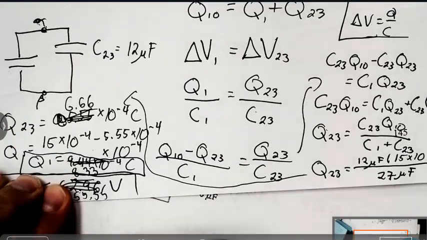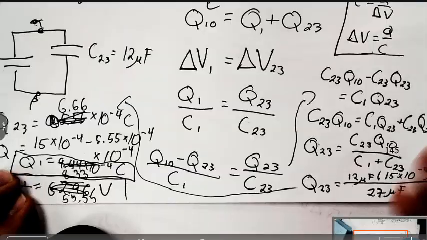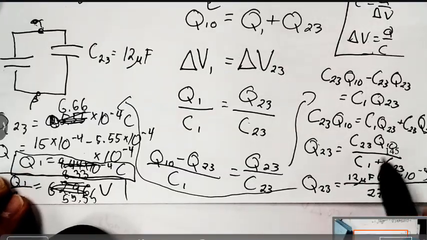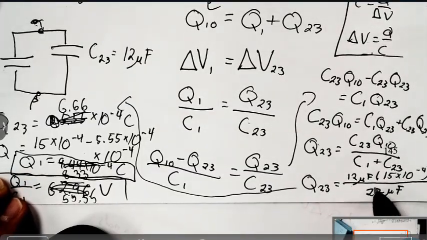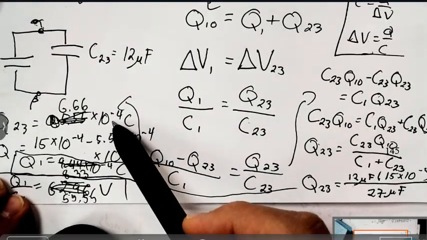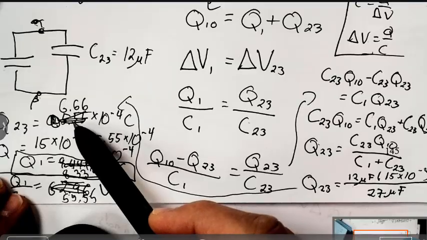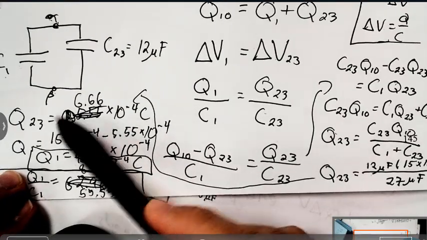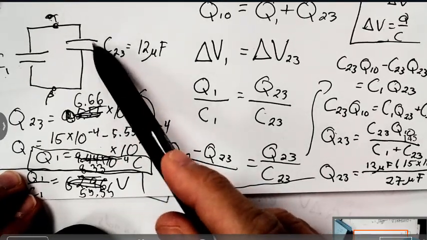Okay, I'm back. I took a little walk. I knew I made a mistake. I figured it out after walking. I just mismultiplied in my calculator. This times this divided by this is 6.67 times 10 to the minus fourth, not the 5.55 that I originally had. So that's the equivalent charge on the equivalent plates.